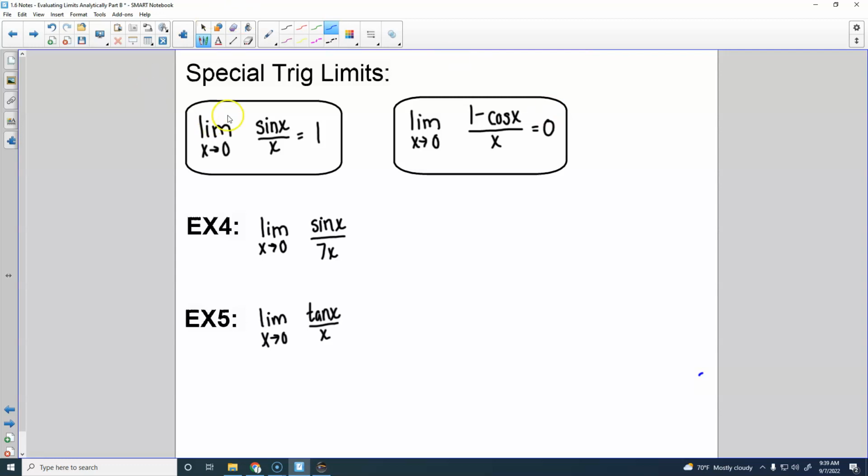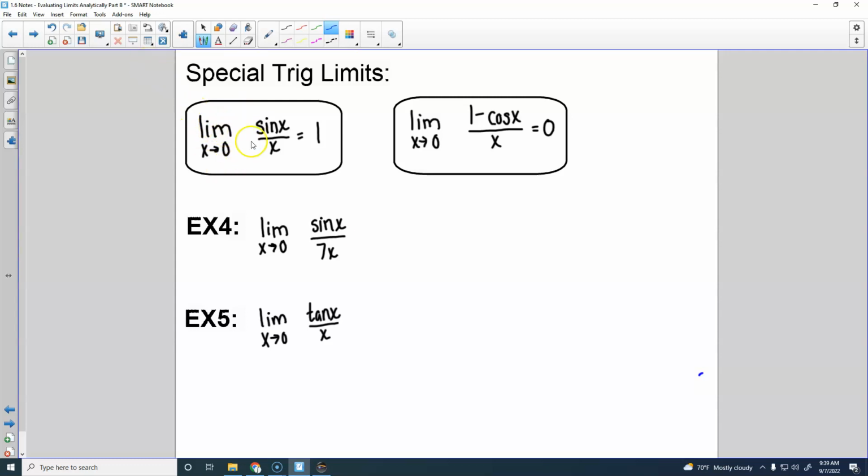So if we ever see this limit, we can just say it equals 1. We have memorized it. It's been proven by mathematicians before us. We don't have to prove it. We can just say that it equals 1. We can also use it to answer similar problems, such as the limit as x approaches 0 of sine x over 7x.